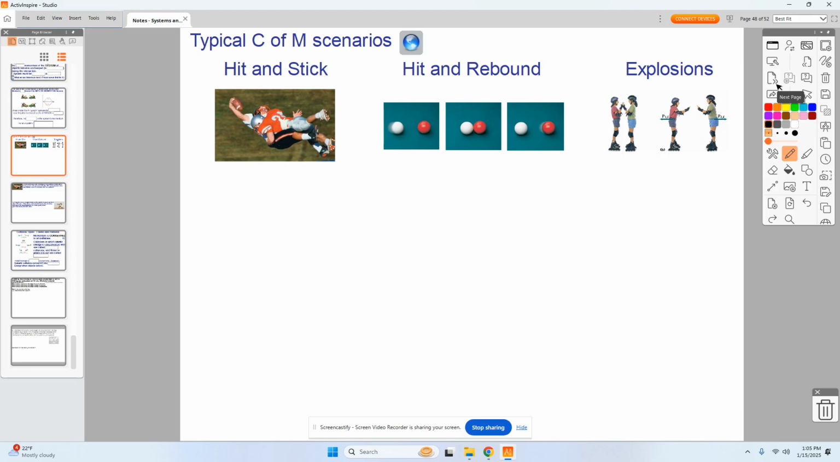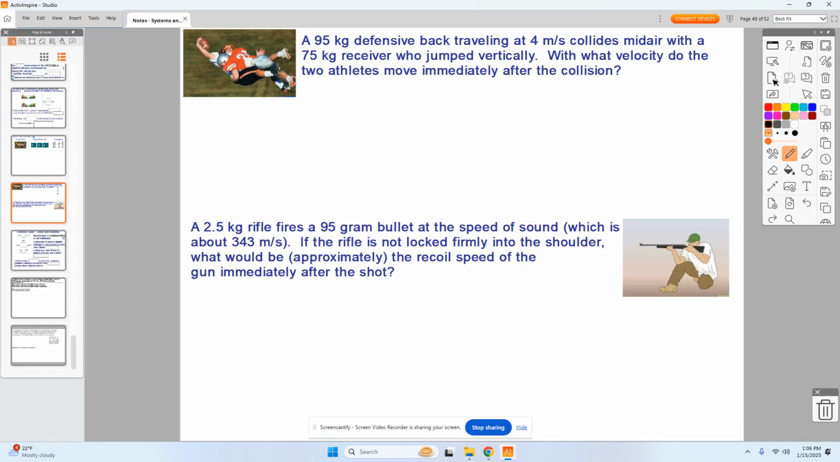Yesterday, we talked about the three different kinds of conservation of momentum scenarios. I even gave you some equations for those. Today, what I'd like to do is show you how to apply those to a few examples, and then we're going to also look at inelastic and elastic collisions.